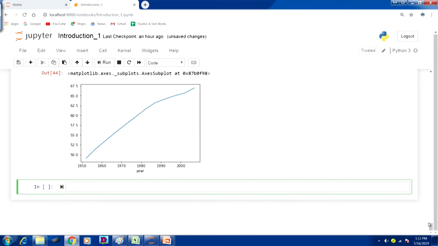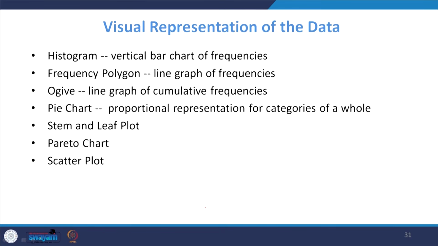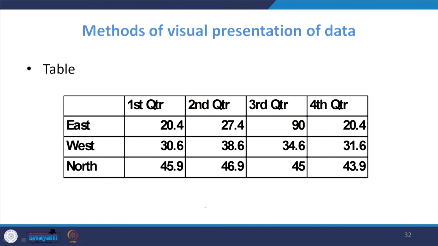So, what this data says is that from the year 1950 to 2000, when the year increases, the life expectancy also increases. We have seen only a simple plot. In coming classes we will see some visual representations of the data. We are going to see histogram, frequency polygon, Ogive curve, pie chart, stem and leaf plot, Pareto chart and scatter plot. Suppose this is the data.